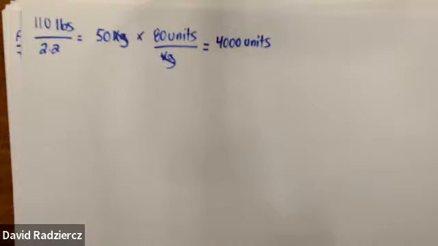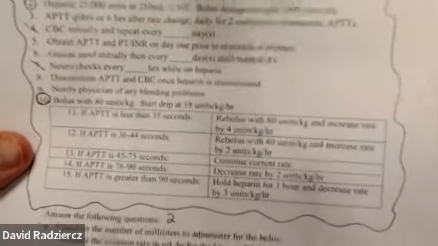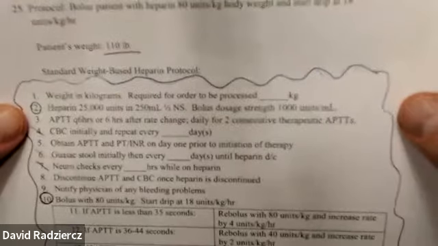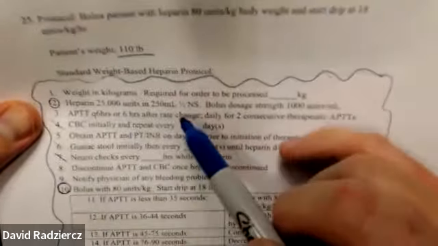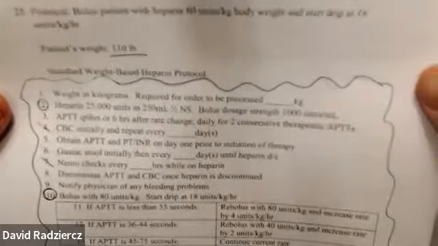Now, if the question said how many units to administer, we'd be done. But the question asks how many milliliters to administer for the bolus. So we have to look for how to convert units to milliliters. We're going to look at step 2 of the protocol, which gives me an IV solution and a bolus dosage strength. I'm going to use the bolus dosage strength to calculate the milliliters.